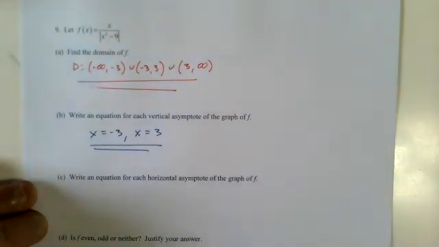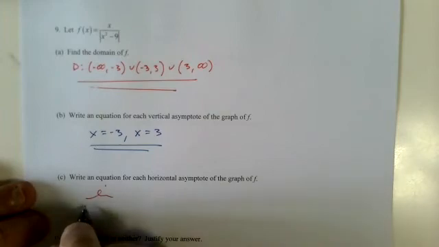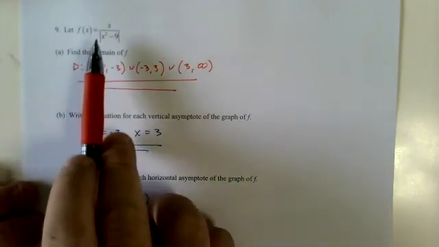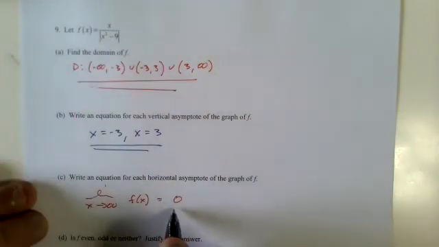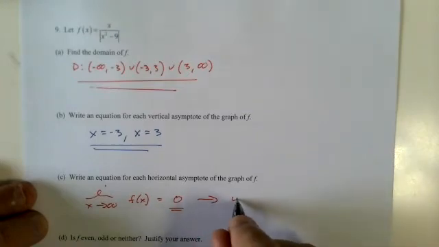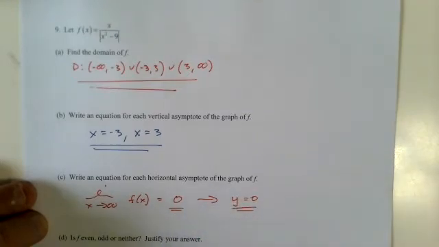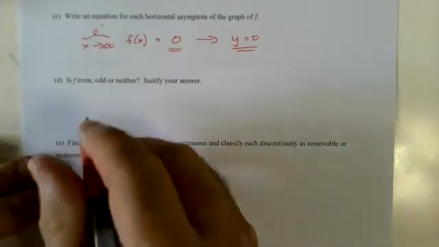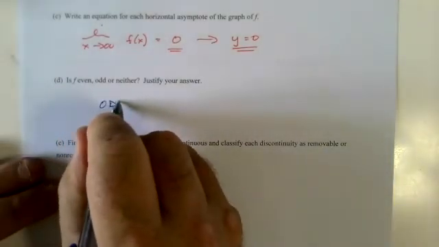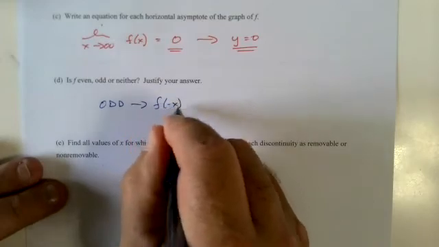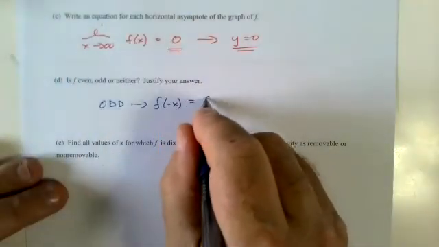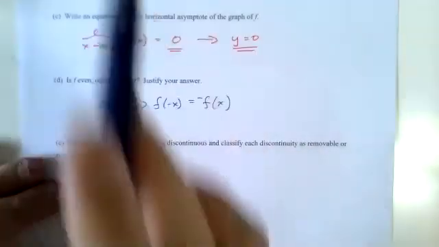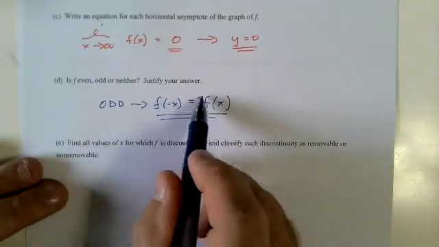We're writing an equation for each horizontal asymptote. So the limit as x goes to infinity of f of x, with the bigger power on the bottom, is 0, so y equals 0. Is it even, odd, or neither? It's odd. Graph it to be sure, but f of negative x equals negative f of x. The bottom will always be positive, so nothing happens there, and the top's negative just pops out front.